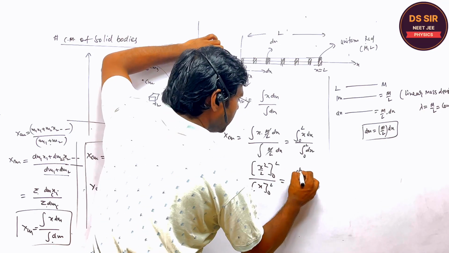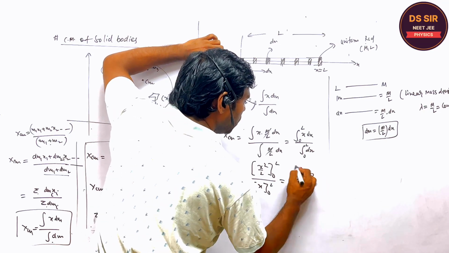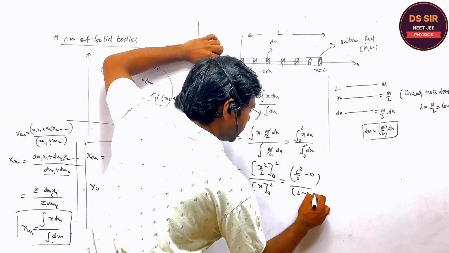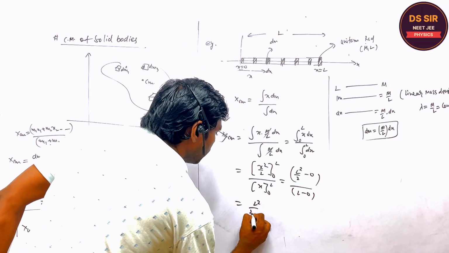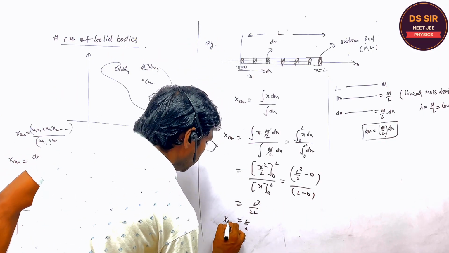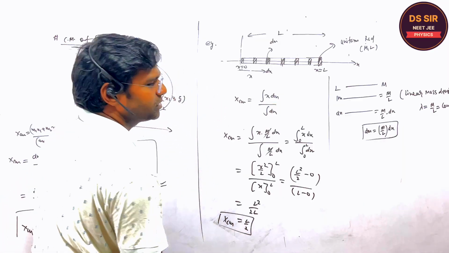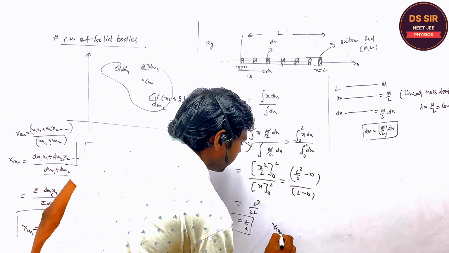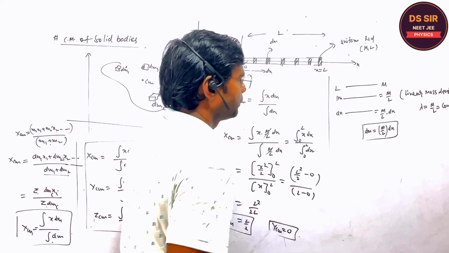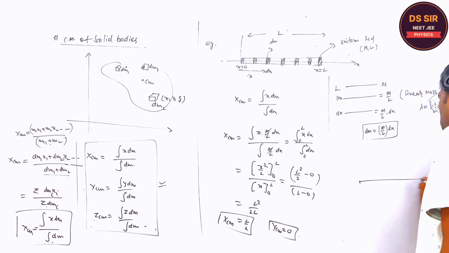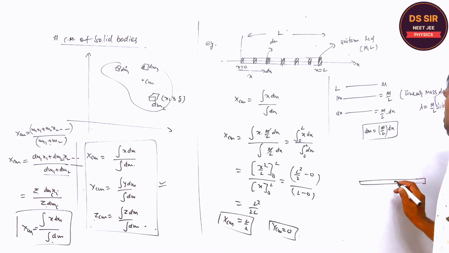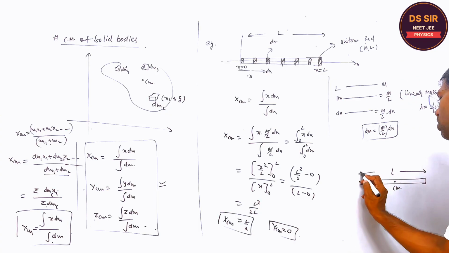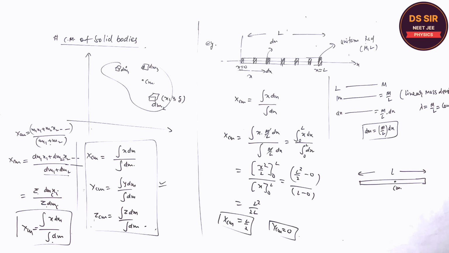So put the upper limit, then the lower limit. So L square upon 2L is equal to L by 2. Although we know this x center of mass is L by 2. And what is the y center of mass? Say 0. Although we know this, we have found using the formula the center of mass of the rod. It is the center of mass of a rod of length L and mass M. Is it clear or not?